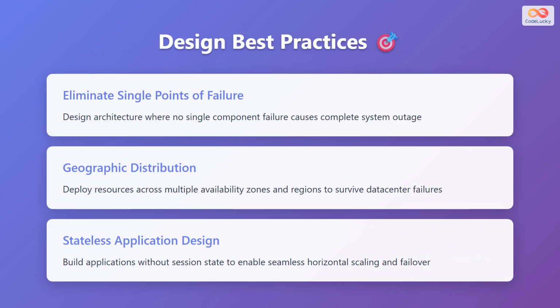Several design principles are essential for building highly available systems. First, eliminate single points of failure by designing architecture where no single component failure causes complete system outage. Every critical component should have redundancy built in from the start. Second, geographic distribution deploys resources across multiple availability zones and regions to survive data center failures. Modern cloud platforms provide multiple isolated locations, and leveraging them protects against regional disasters.